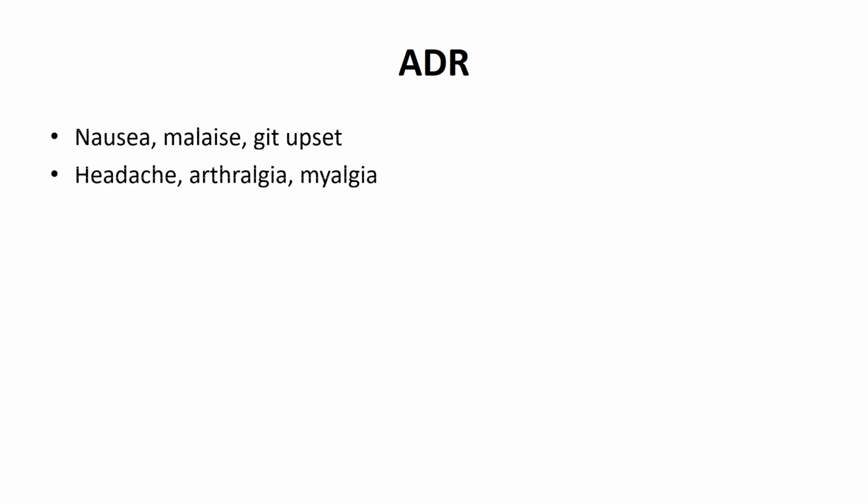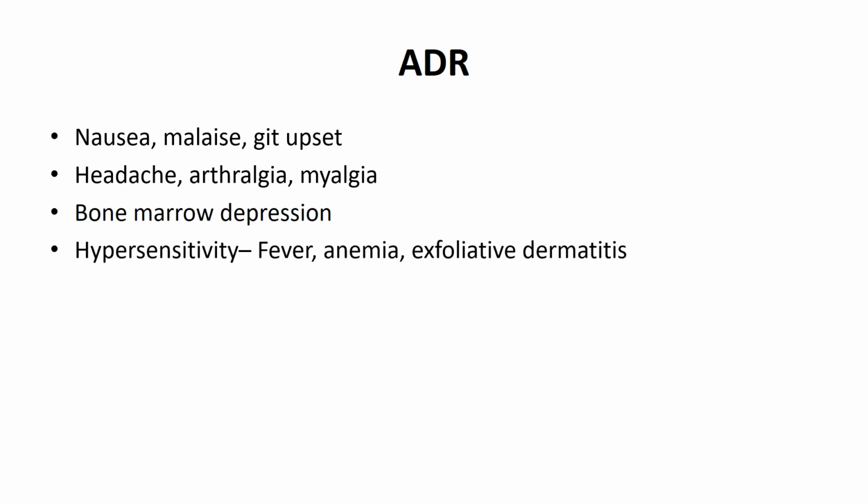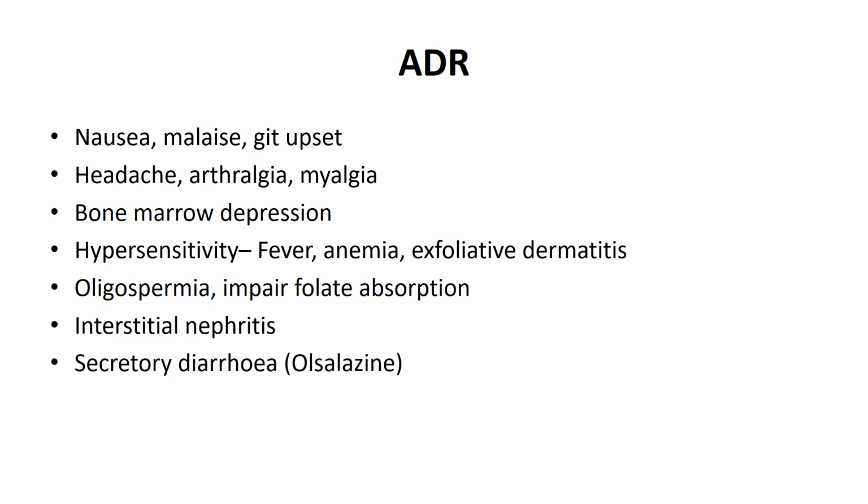And this also has some adverse reactions. They are nausea, malaise, GI upset, headache, arthralgia and myalgia. These all are common. And bone marrow depression is there. Hypersensitivity reactions can be seen, like fever, anemia, exfoliative dermatitis, oligospermia, impaired folate absorption, interstitial nephritis, and secondary diarrhea, mainly seen with sulfasalazine.